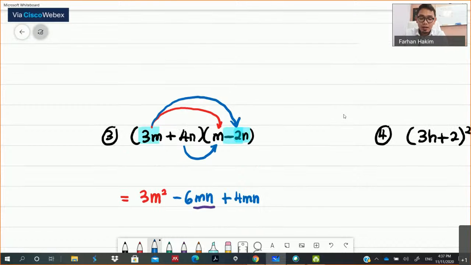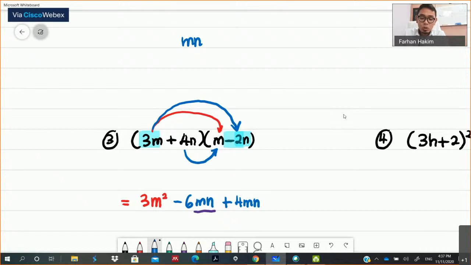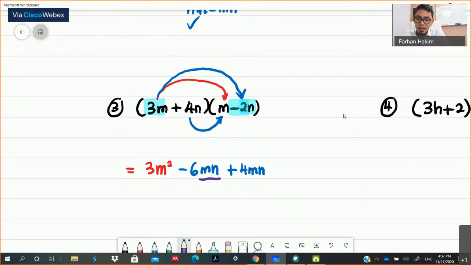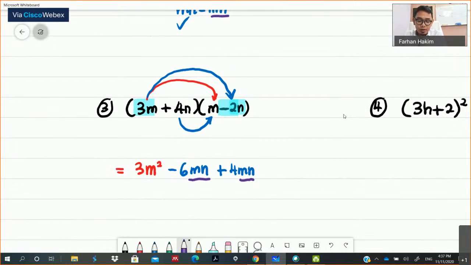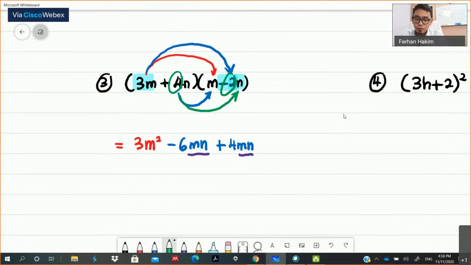And we know that mn is actually equal to nm. So it's up to you. If you choose mn, then you choose everything mn here. But if you choose nm, then you write nm for everything there. So the last one is 4n multiplied by negative 2n. So 4 multiplied by negative 2 will get negative 8. n multiplied by n will get n square.